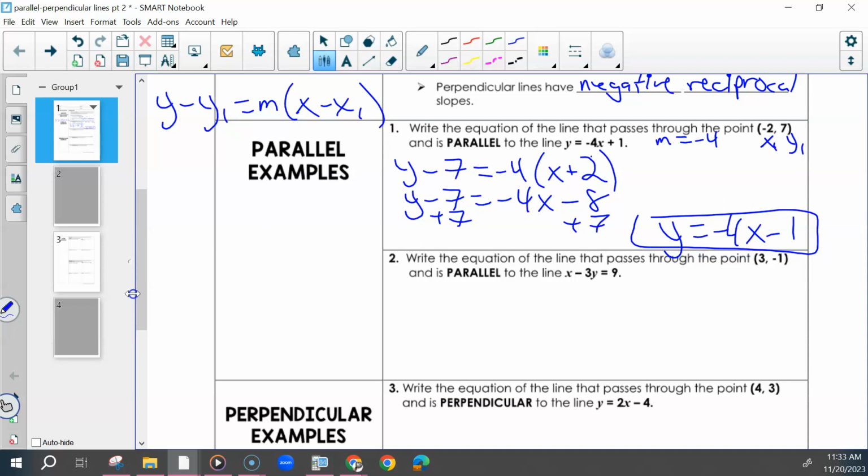So now, if I'm comparing ours to the original, they have the same slope and different y-intercepts, so it is parallel to the original. Do you have any questions so far? This one is probably the easiest one. It just gets a little harder with each one.